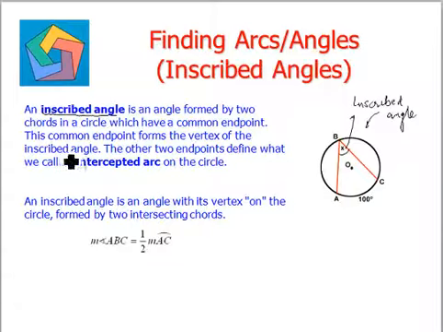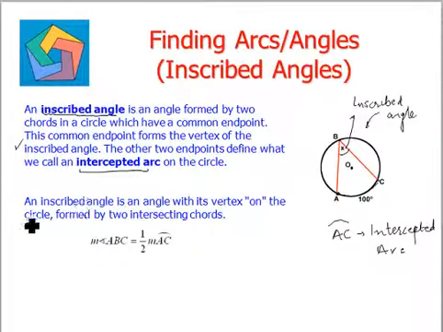This common endpoint forms the vertex of the inscribed angle that we just saw. B is the vertex of the angle ABC. The other 2 points define what we call the intercepted arc. The other 2 points are A and C, and arc AC forms the intercepted arc. So in simple words we can say that an inscribed angle is an angle with its vertex on the circle formed by two intersecting chords.